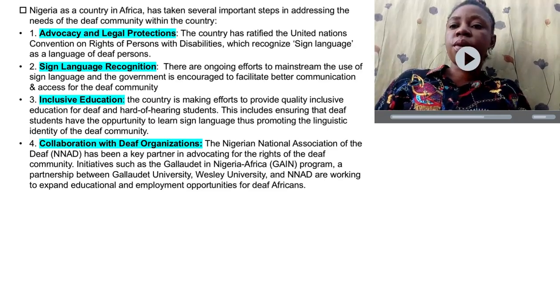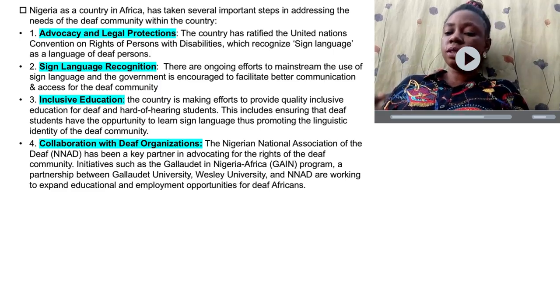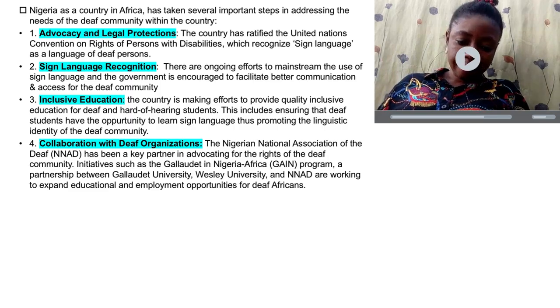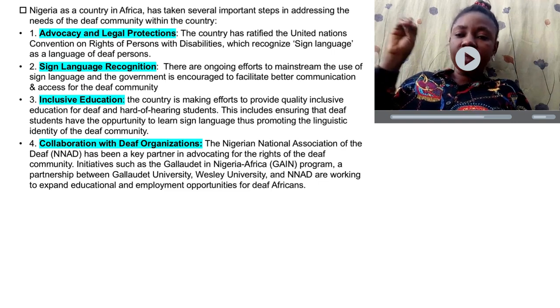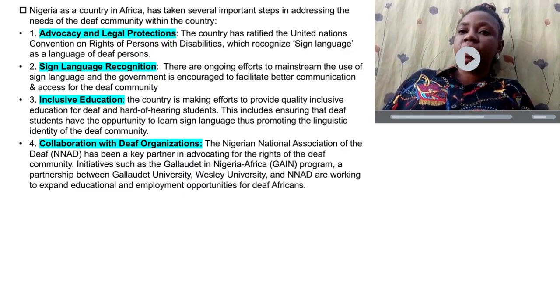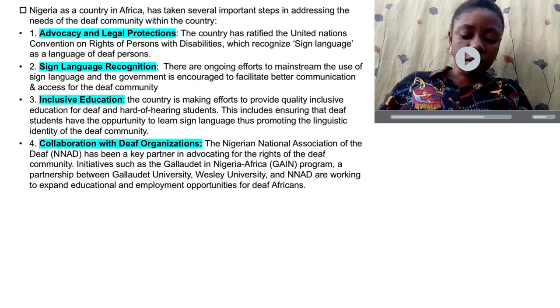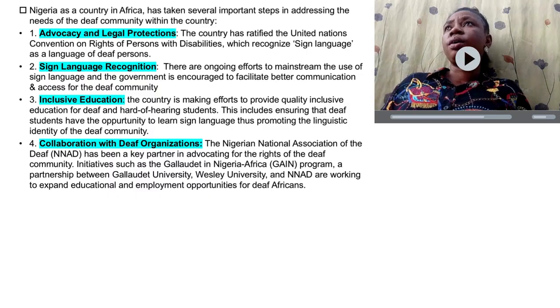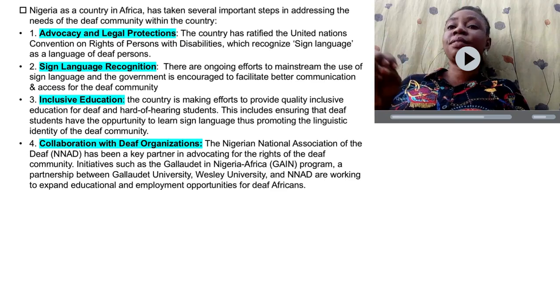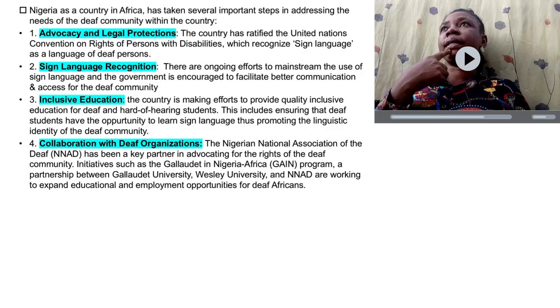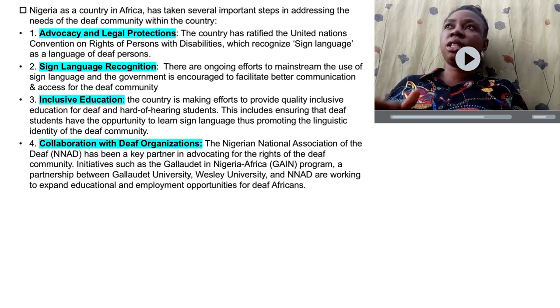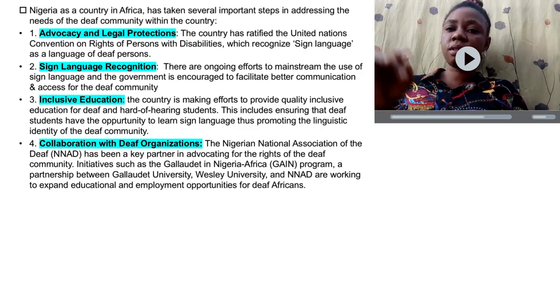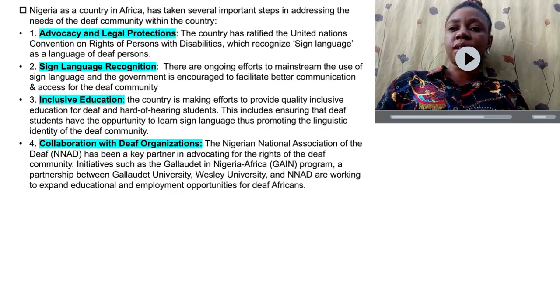So we'll have collaboration with deaf organizations. We have the Nigerian National Association of the Deaf, which is a key partner in advocating for deaf persons in Nigeria. And these people have collaborated with a lot of organizations. We have an initiative like the Galadel in Nigeria, Africa. We have what we call the Deaf E3, that's education, empowerment, and employment for deaf persons, championed by NNAD in collaboration with Galadel University and USAID. So these are some initiatives in place in Nigeria to ensure that the rights of deaf persons are being protected.